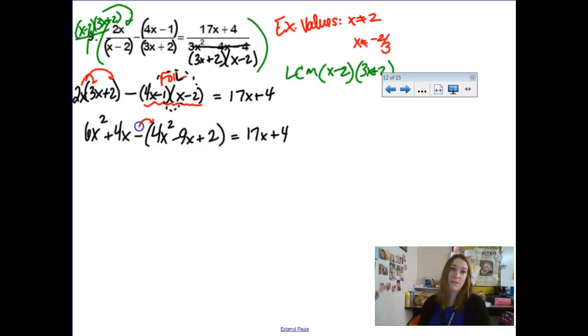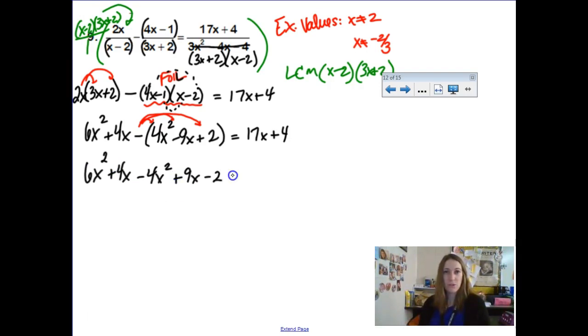Now I'm going to distribute this negative into here. So remember, just like on that last problem we did, you have to do the distribution in stages. It's very tricky. Alright, so this is a minus 4x squared. It's now a plus 9x and a minus 2. Whew. Fun times, huh? And we have a quadratic.